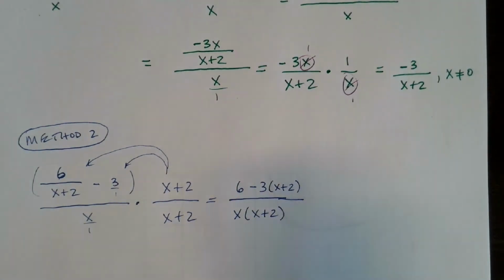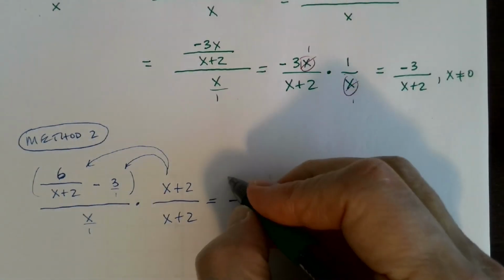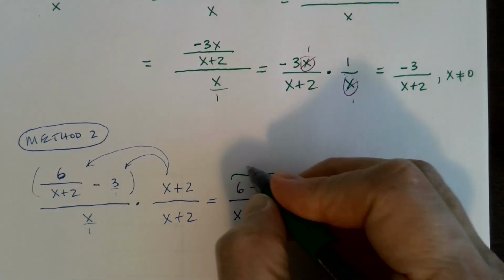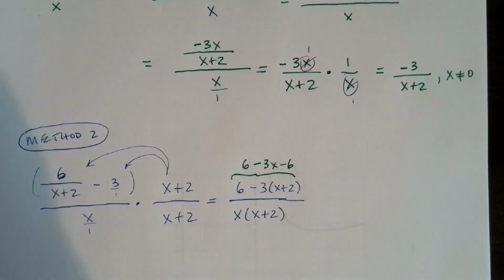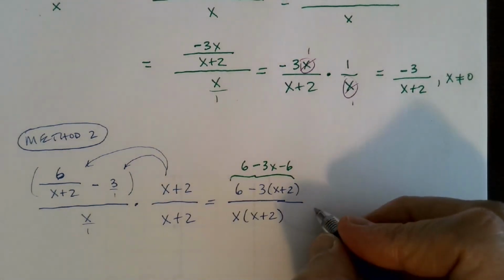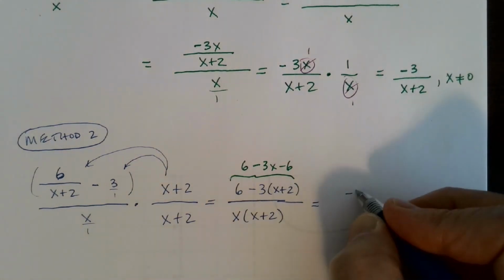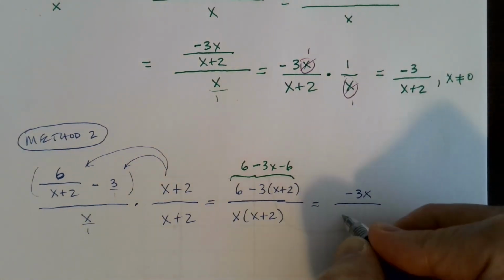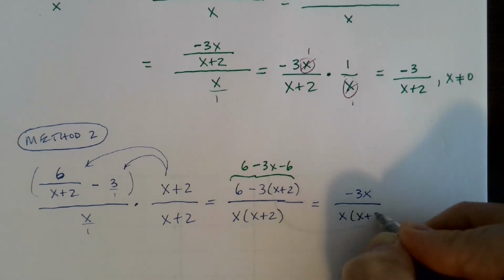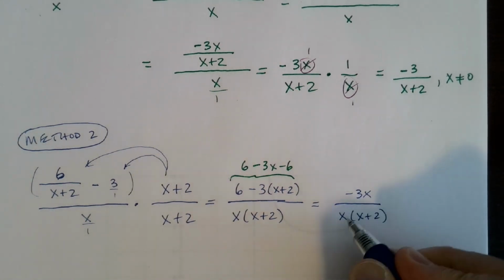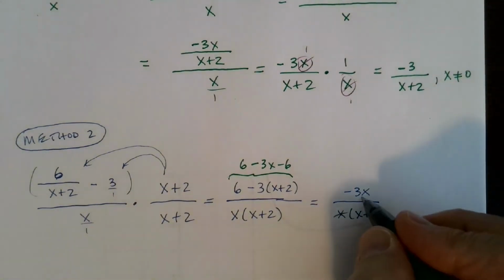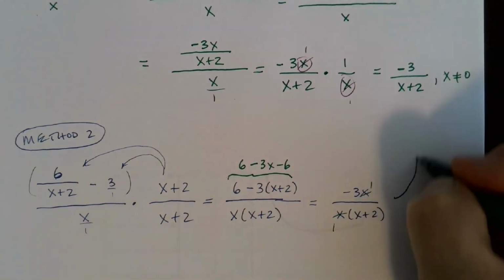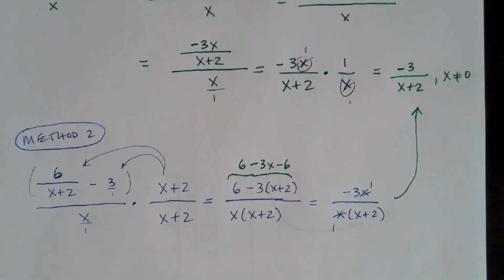And this numerator here looks kind of familiar. I hope you realize, right? If I distribute that negative 3, I get 6 minus 3x minus 6, which simplifies down to just negative 3x. Our denominator I've left factored, and the reason is because now notice this common x can come out, and lo and behold, we are at the same thing we were in method 1.